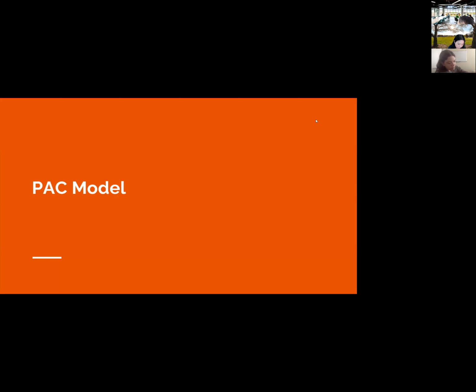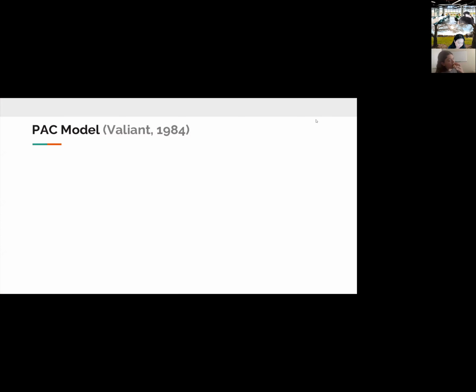So we'll continue a discussion on PAC model. So what is a PAC model, right? So first of all, PAC learning, we all know that is probably approximately correct learning. So probably means that is with high probability. Approximately is, the learned result is very similar to the true one, but there is a little bit of an error there. So approximately correct.